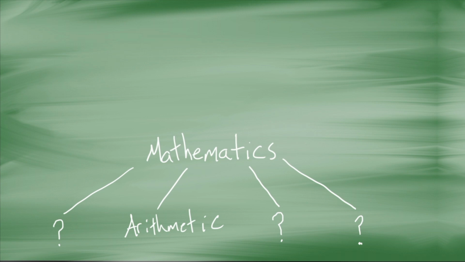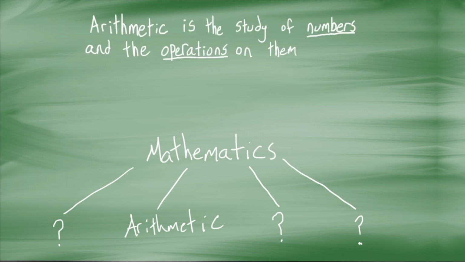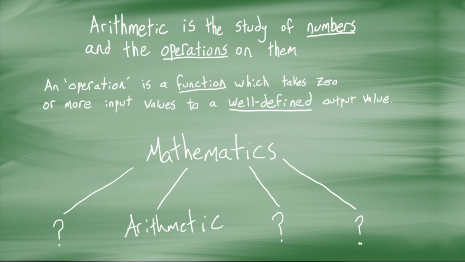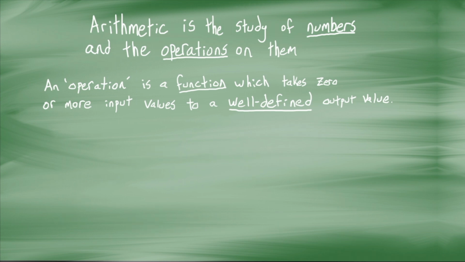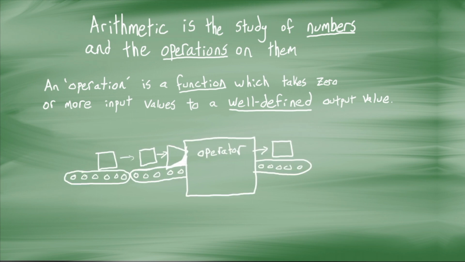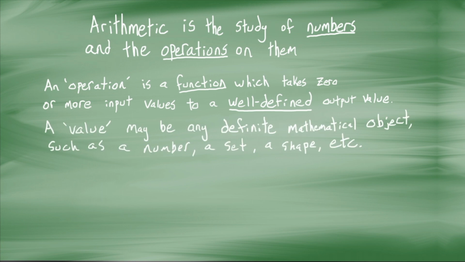Arithmetic is one of the branches of mathematics. Arithmetic is the study of numbers and the operations on them. An operation is a function which takes 0 or more input values to a well-defined output value. You could think of it kind of like a factory, where things go into a machine and out comes a finished product. A value may be any definite mathematical object, such as a number, a set, a shape, etc.